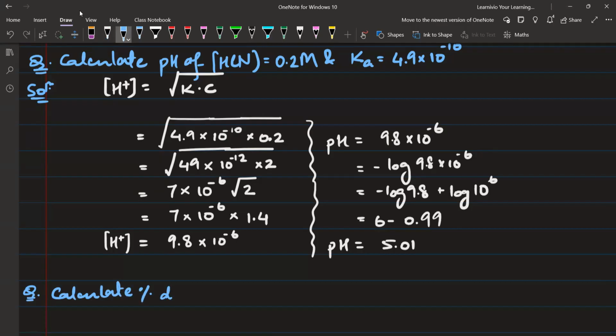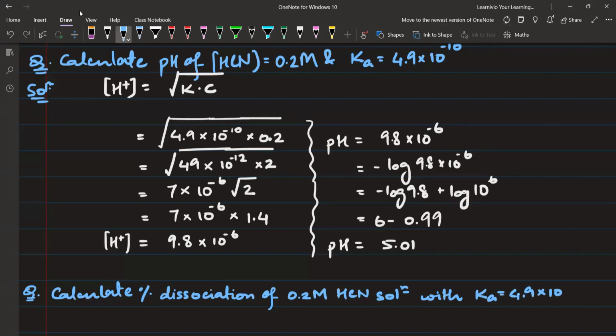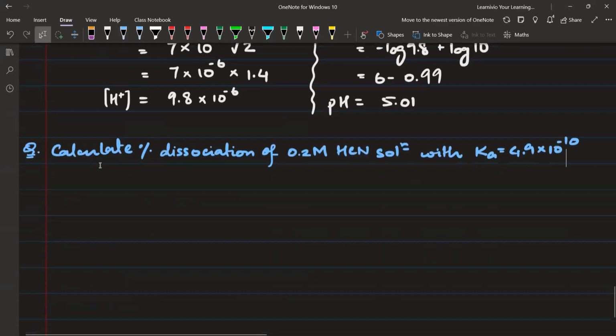Calculate percentage dissociation of 0.2 molar HCN solution with Ka equal to 4.9 into 10 to the power minus 10. ठीक है, सेम का आपको परसेंटेज डिसोसिएशन निकालना है। So what is the meaning of this question?